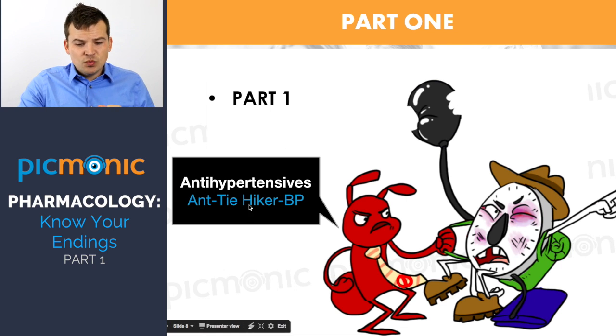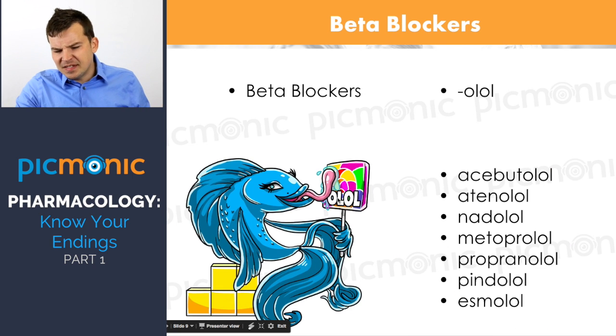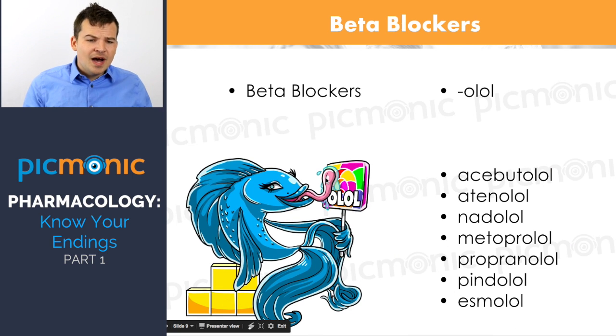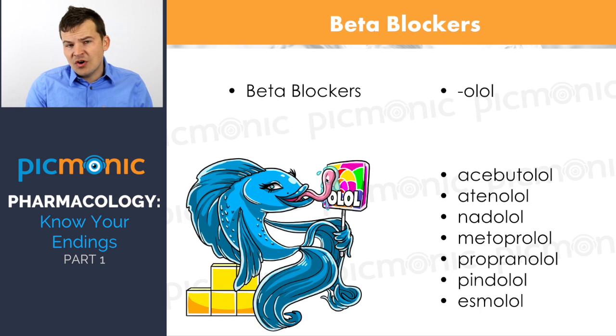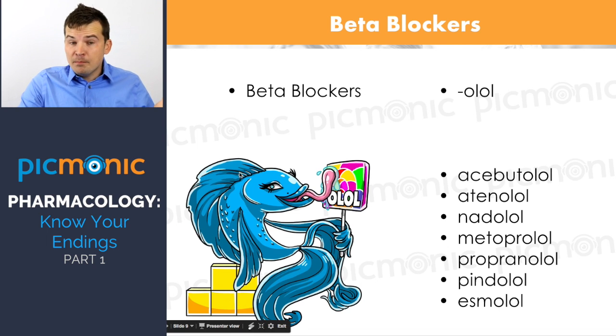So antihypertensives, we've got our ant wearing a tie with our hiker BP character for antihypertensives. And everything you're going to see here is consistent. Now the first one I like to always start off with is one of my favorites: beta blockers. As soon as I say beta blockers, you should say beta fish, right? And we've got here our character, which is a blue beta fish.